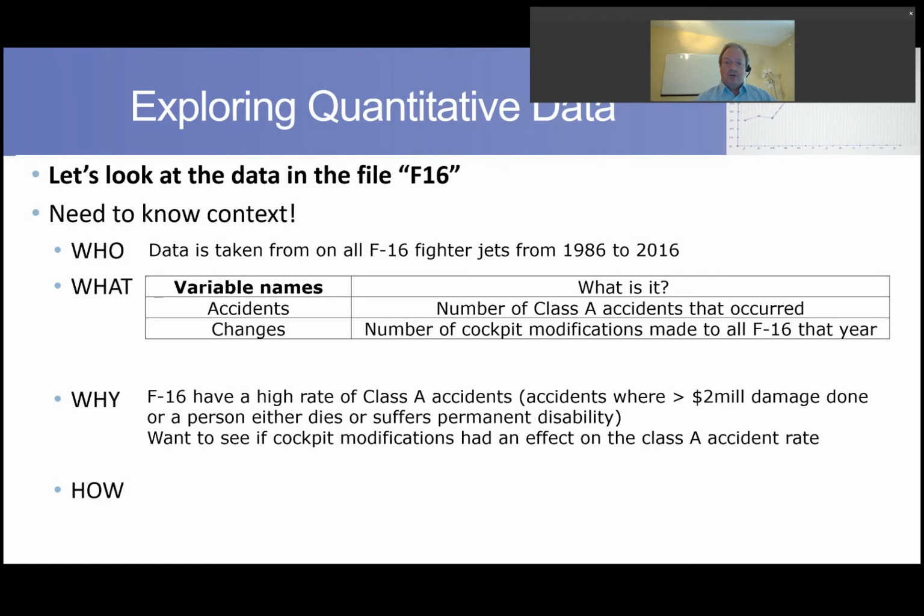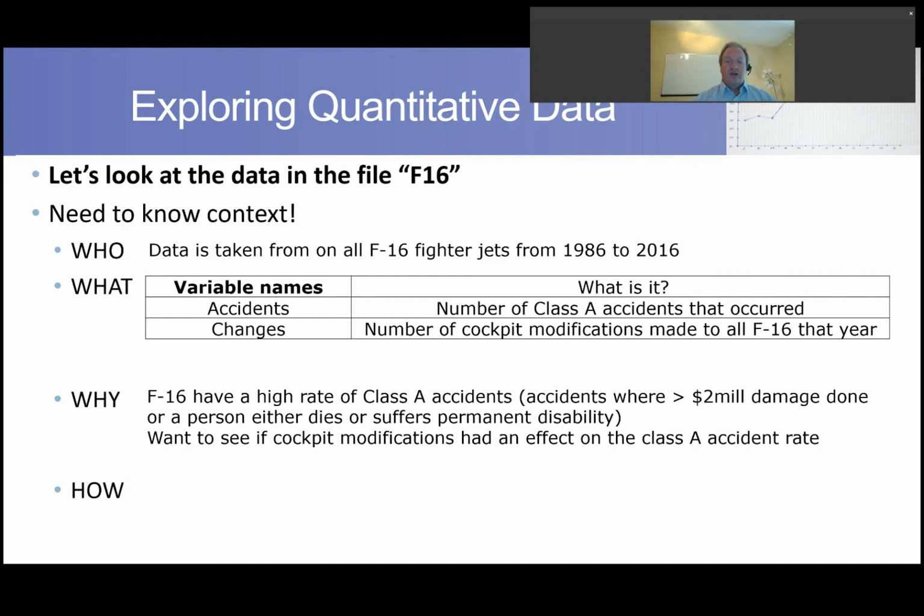Why did this person do this? First of all, F-16s can have really catastrophic accidents. They're terrific jets, but they can be a little unstable. So Class A accidents are the most serious type of accidents that a fighter jet can have. And what they wanted to see was whether or not the cockpit modifications had an effect on the Class A accident rate.